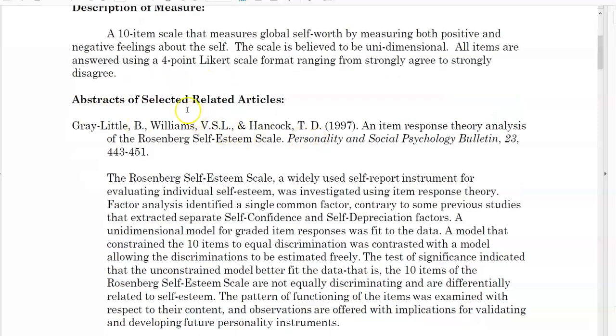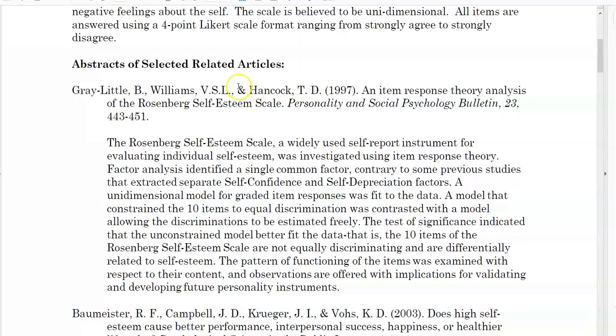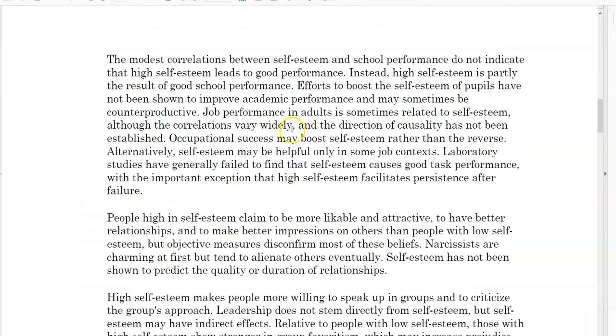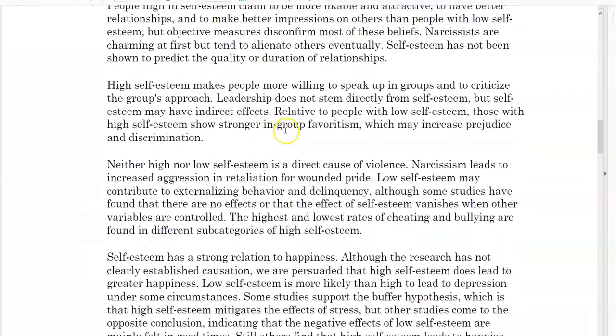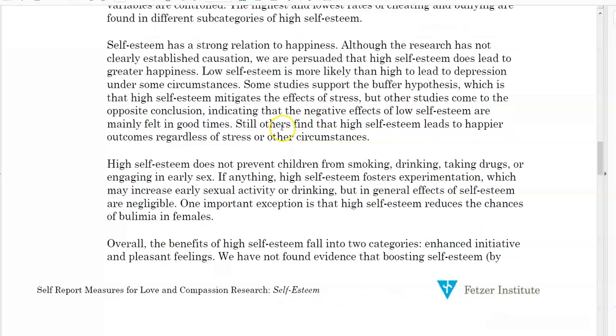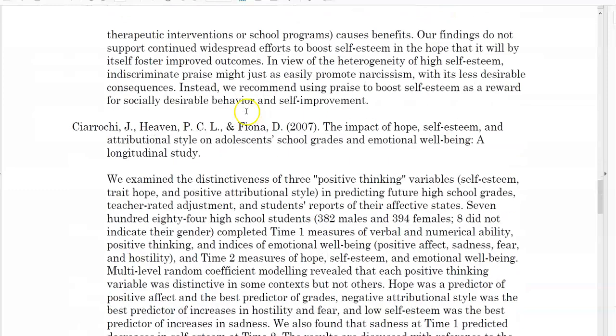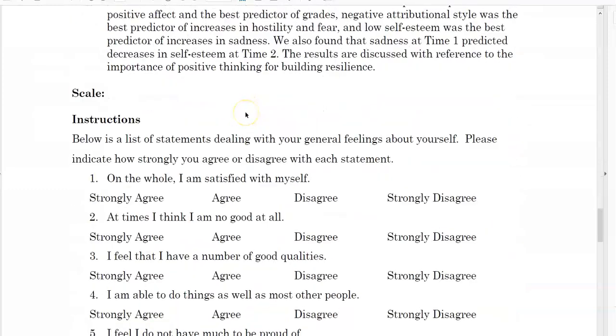Here we have some abstracts of selected related articles about the self-esteem scale. Here is a description, and the description tells us all about the factors that are being measured. This is all background information that is necessary; you can only summarize it and lift out the key points for purposes of your study. You don't need to do it in too much detail.